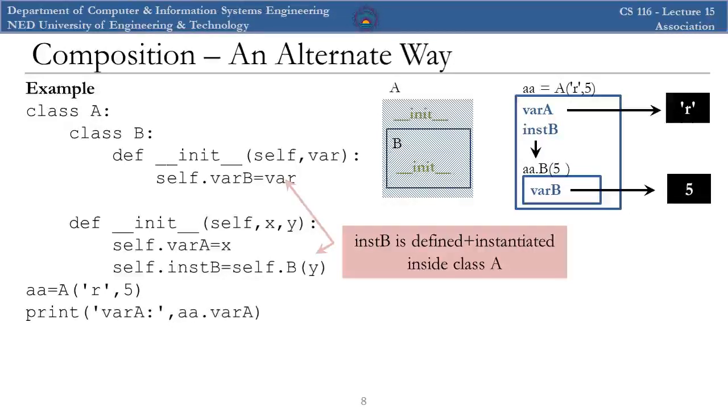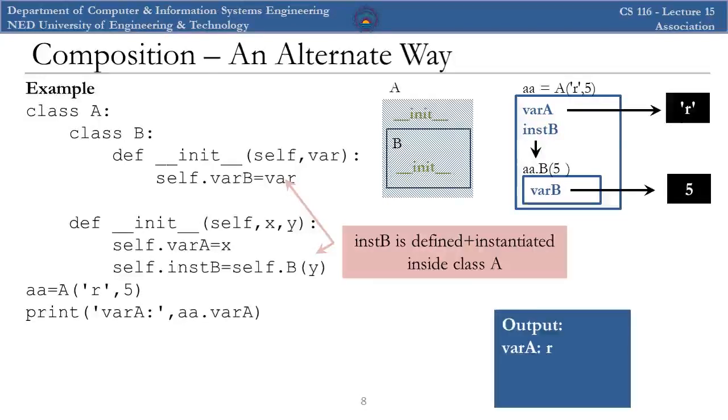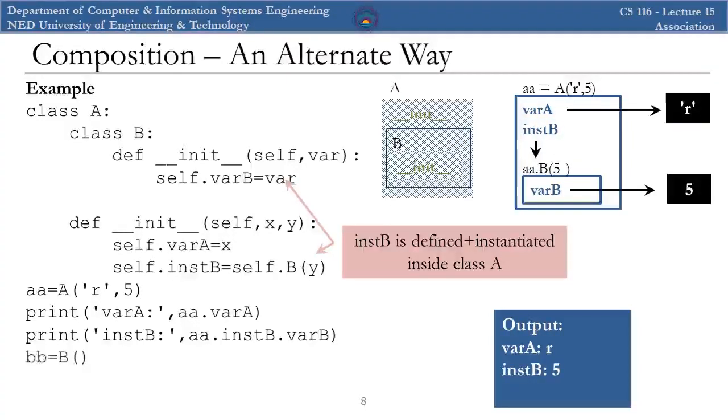So now if I try printing AA dot variable A, that means it will print R. Here it is. And if I try to access variable B through AA, then there will be double indirection. AA will access instance B, and then instance B is of class B type, so it will in turn access variable B. In any case, it will point to 5. So it prints 5.